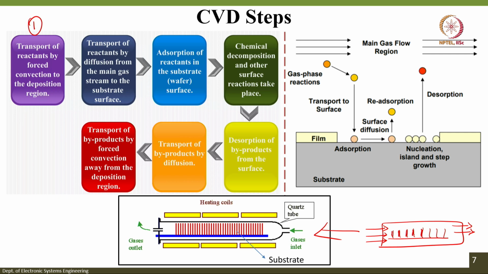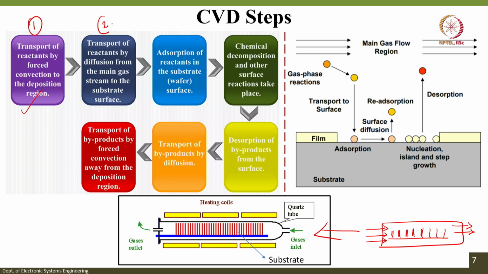So, the first step, as I mentioned, would be that the reactants are transported to the chamber where the deposition process takes place by means of forced convection, because you are using some sort of pump or some forceful mechanism to take your precursor molecules to your chamber, and that is why you term that process a forced convection mechanism. So, the reactant molecules are taken inside your chamber.